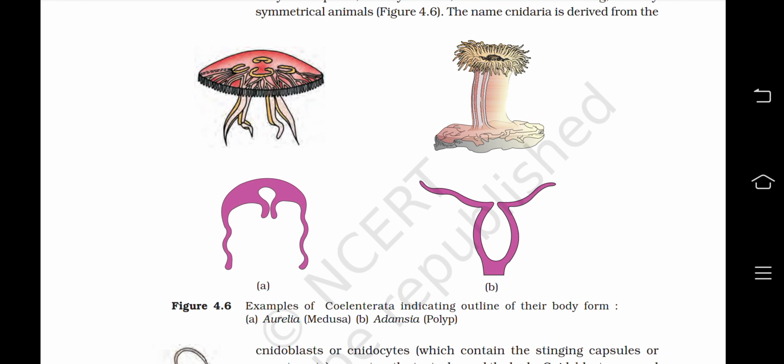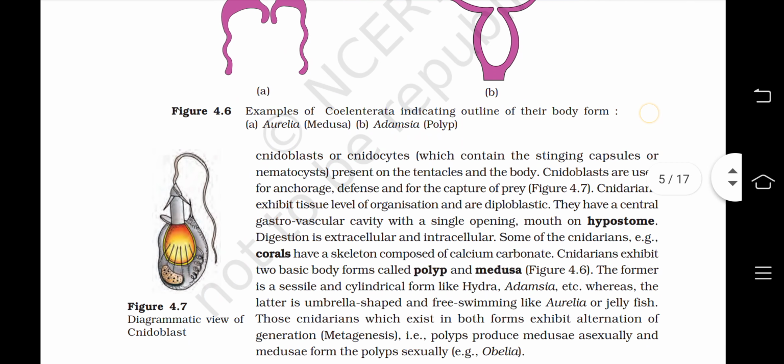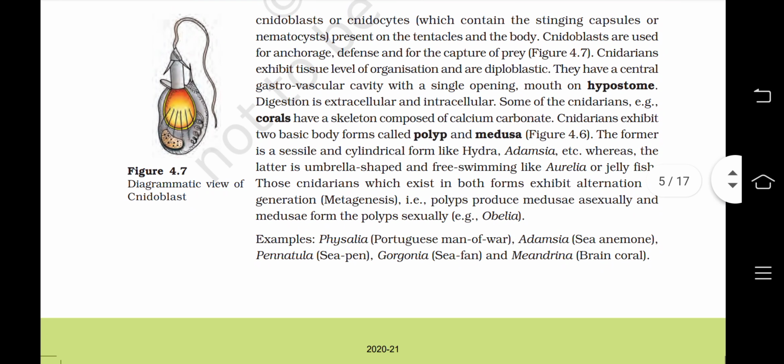So technically the A form, which is a Medusa form, is a free swimming one, and the polyp form, which is the B diagram, Adamsia, is a sessile form. Now let's discuss it more. The polyp is a sessile and cylindrical form like Hydra, Adamsia, etc., whereas the medusa is umbrella shaped and free swimming like Aurelia or jellyfish.